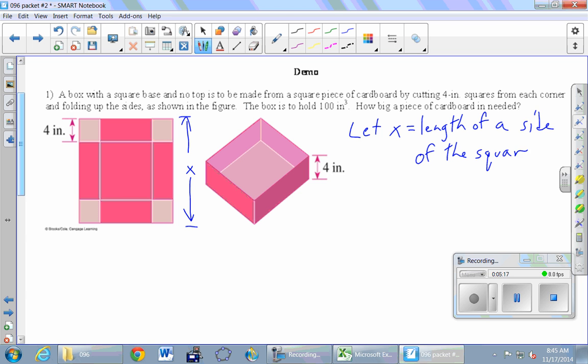Yeah, the original square piece of paper. That's what we're calling x. It'll become a box once I cut out these 4 light pink things. But the original piece of paper is what I'm calling x.